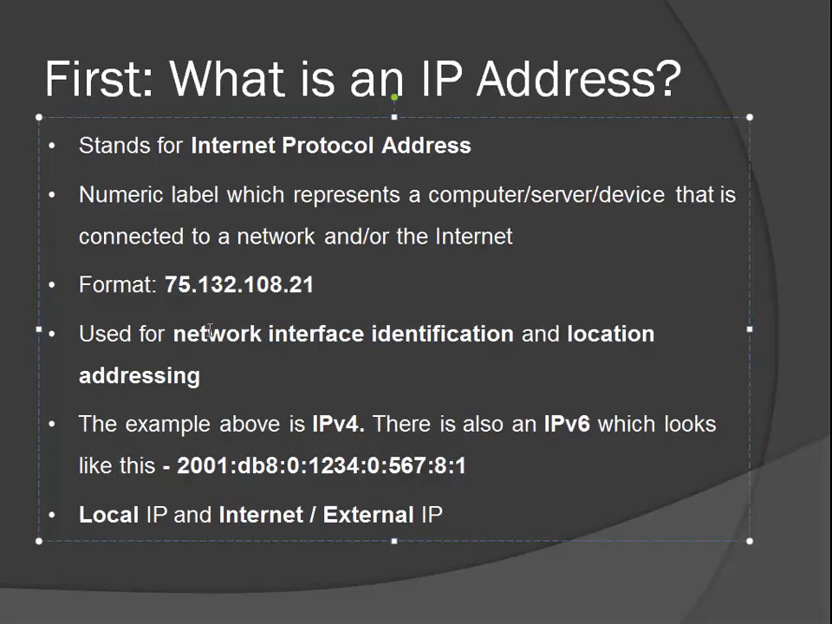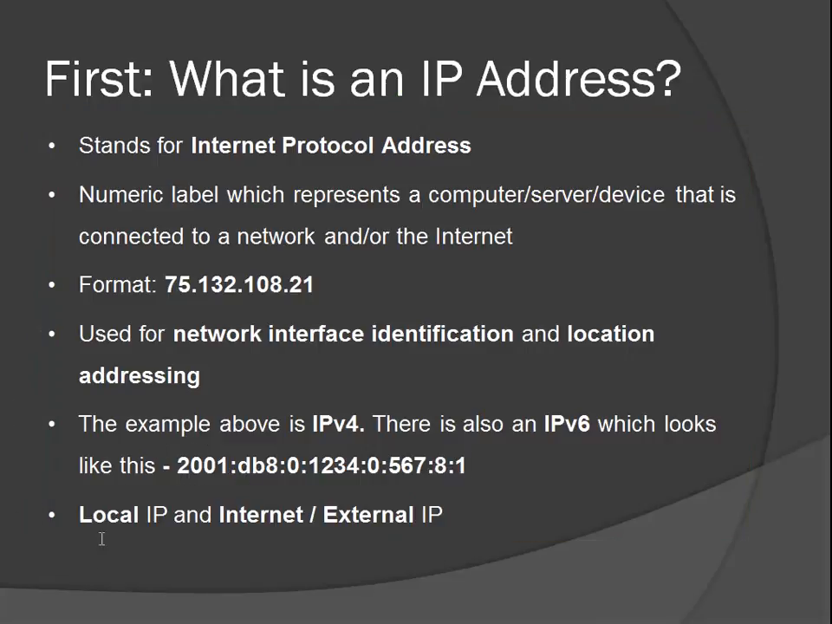So the example here is IP version 4, which is typically what you'll usually see, but sooner or later we're going to run out of combinations for IPv4. So we also have something called IP version 6, and those IP addresses look like this. I'm not too fond of how this looks, but we have to have it like that because we're going to run out of IP version 4.